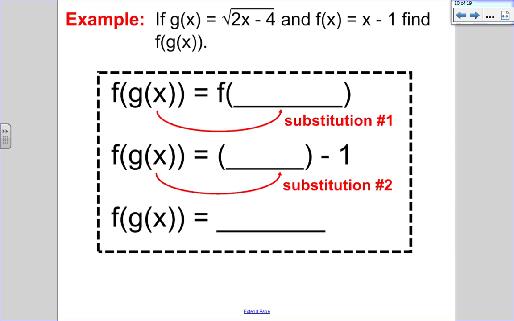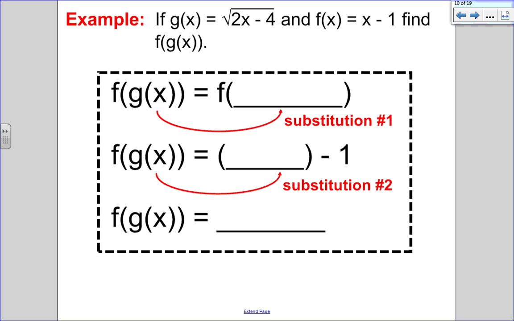Okay, so let's move away from the numbers and let's look at in terms of x. The idea is still the same. We're just making substitutions. So composition just means double substitution. So here I have g of x and f of x, same functions I've been using since the beginning. But we're going to do it in general now.